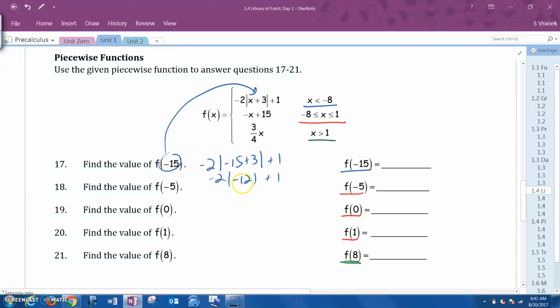That goes away because of absolute values. But then you have a negative here. So we have negative 24 plus 1 is negative 23. Then I move on and use this function for these three ones.